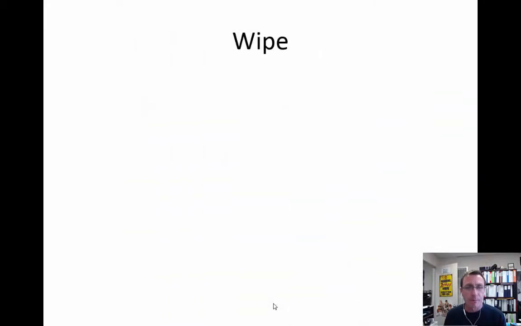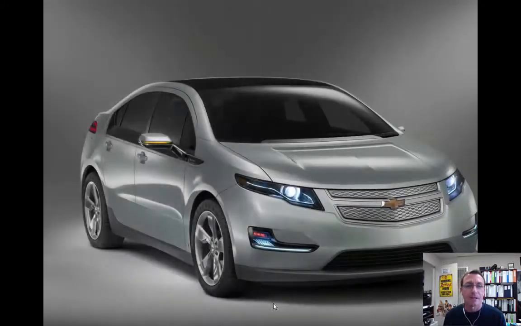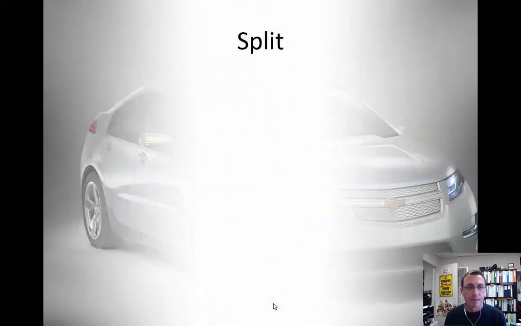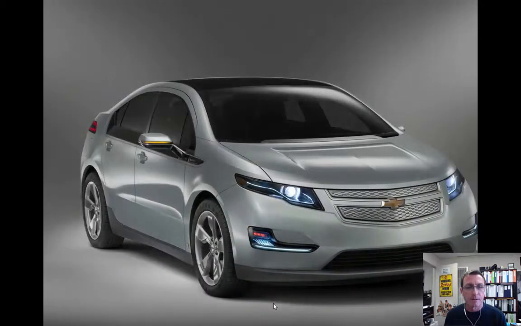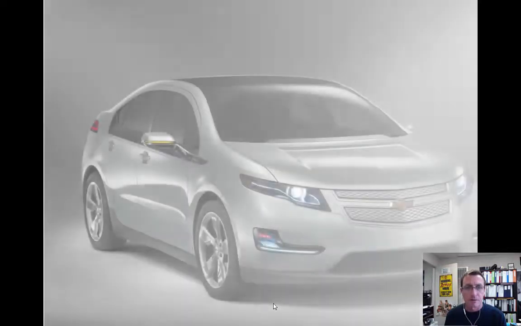So there's a wipe. This is going from right to left. And again, you can change the options on that particular one as well. There's a split coming from the middle, and you can go from the middle to the outside or the outside to the middle. Okay, that's a fade, and that's what I would call a true fade or a dissolve.